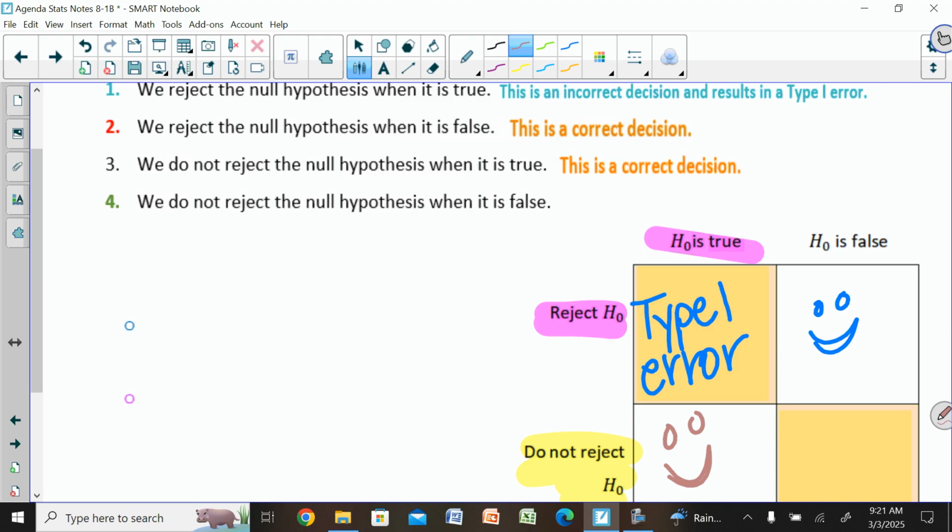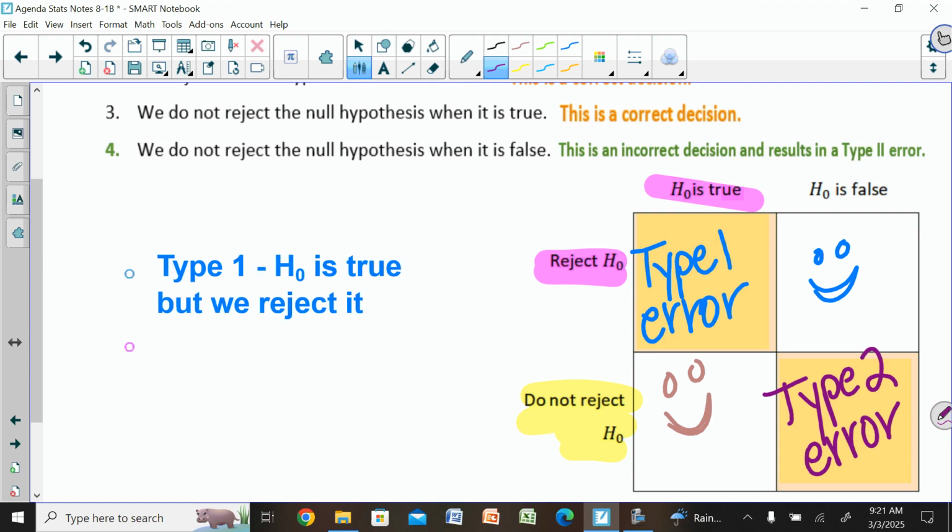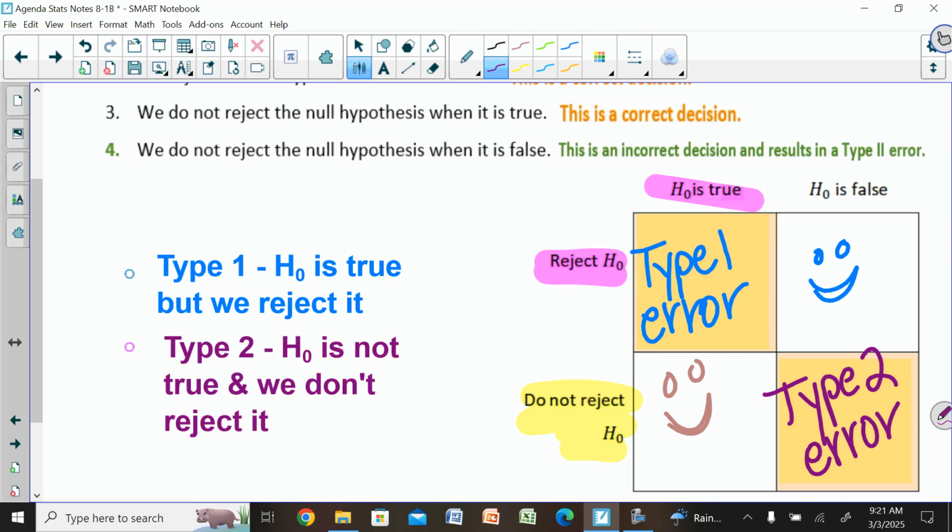And what about if we do not reject H sub O, so we think it's good, but it's actually false? That's a bad decision, and that is a type 2 error. So to try to sum it up, type 1 and type 2. Type 1 is H sub O is true, but we rejected it. That's smart, right? Type 2, H sub O is not true, but we didn't reject it. So we kept it, but it's false.